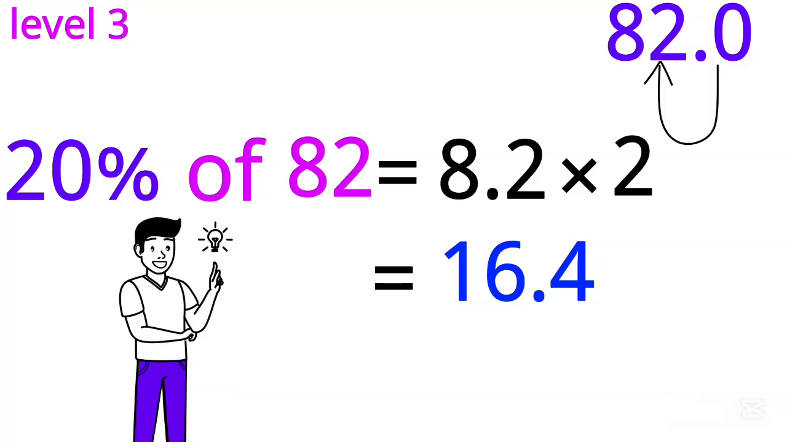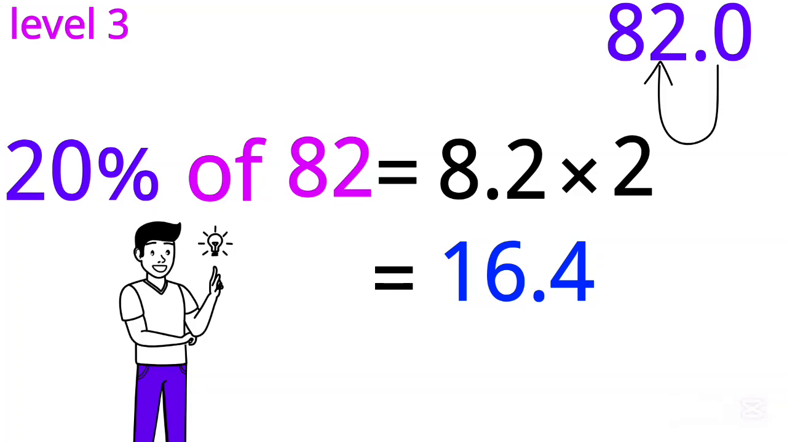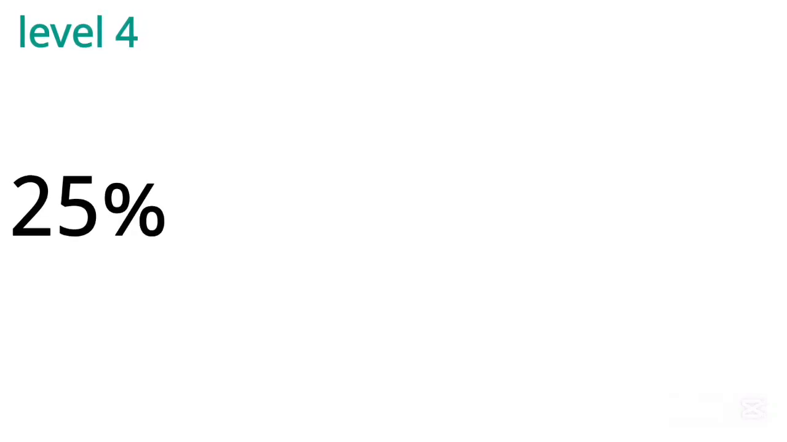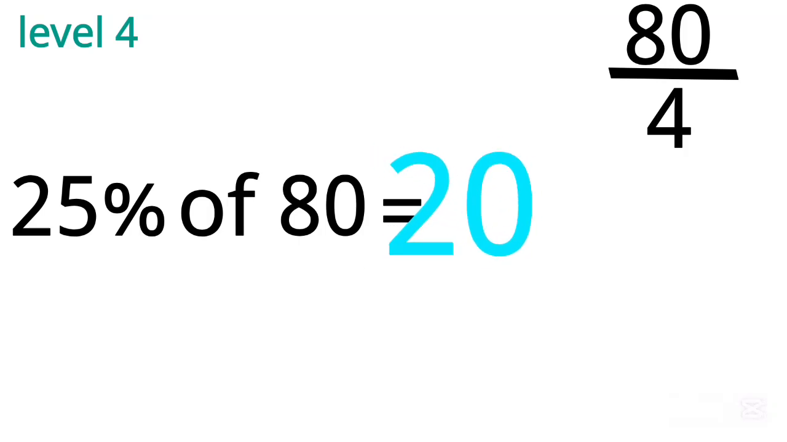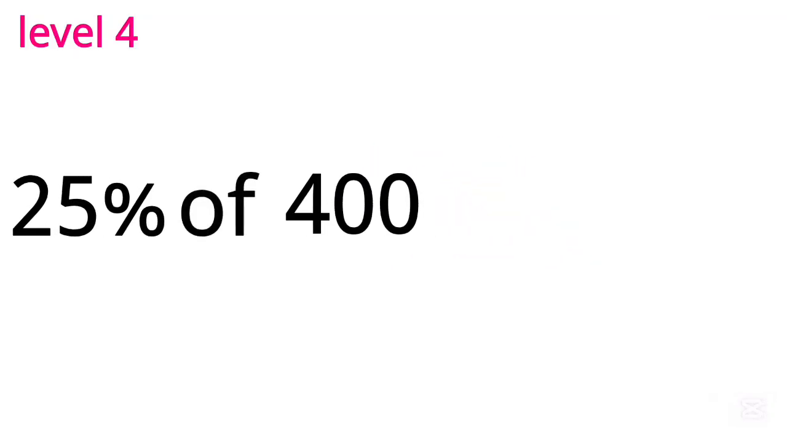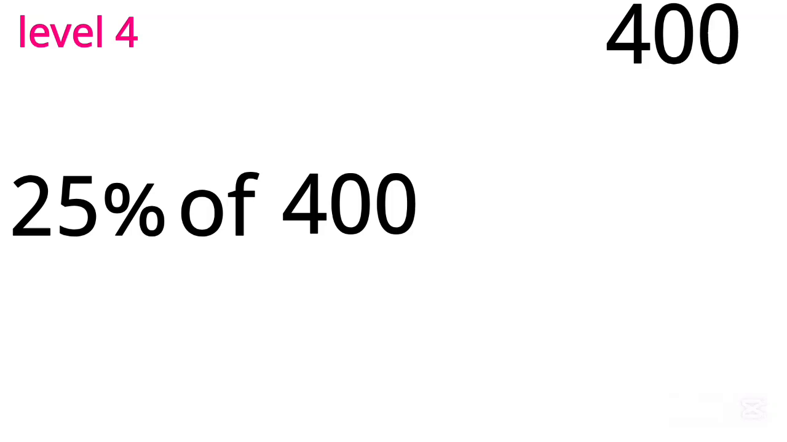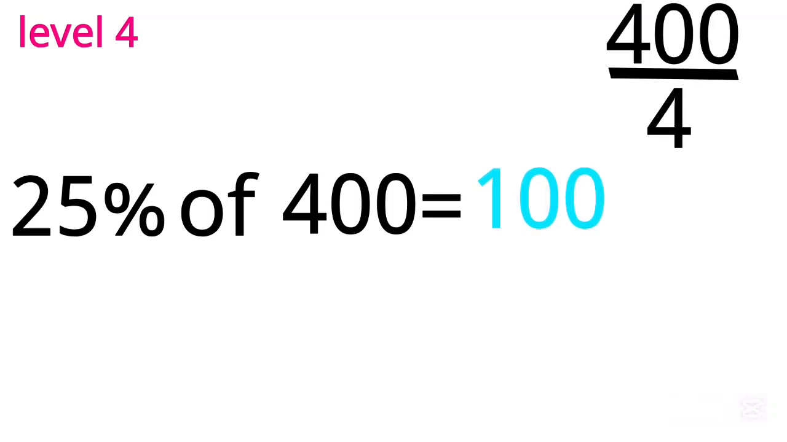But don't leave. These next 3 tricks are what actually make you a pro. Let's lock them in. Welcome to level 4. 25%. We're solving this in 2 seconds. What's 25% of 80? Just divide by 4. That's it. 80 divided by 4 is 20. Yeah, that fast. Let's test it again. 25% of 400. Same move. Divide by 4. 400 divided by 4 is 100. Still no calculator. And now, my favorite one.